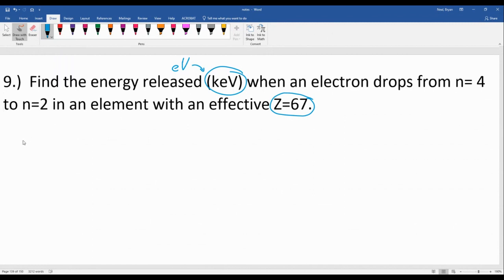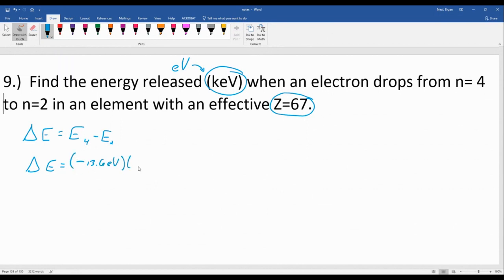Technically, our original setup, the way we start, is we're still kind of looking at E4 minus E2, but we don't know these numbers when Z is 67. Technically, you can use it for hydrogen and scale it, but I'm going to show you how we can do this all at once. So we've got negative 13.6 electron volts, just like we've had.